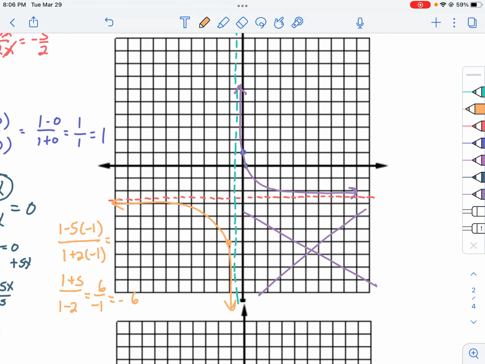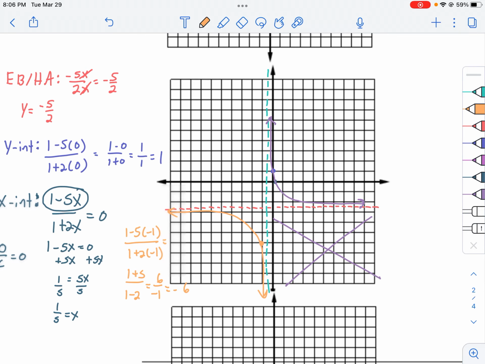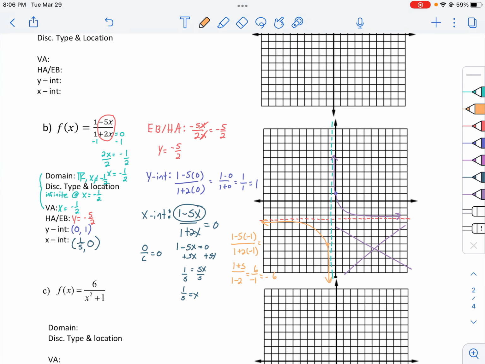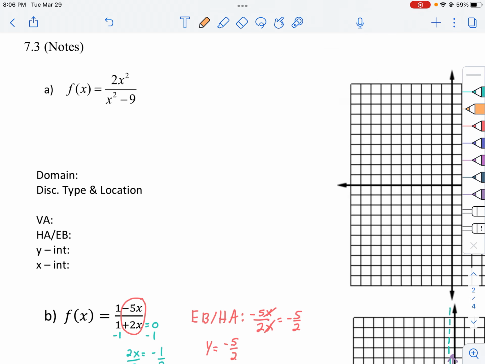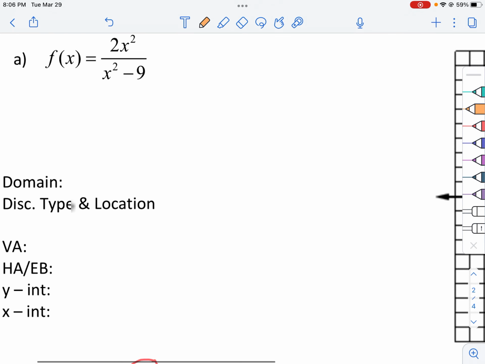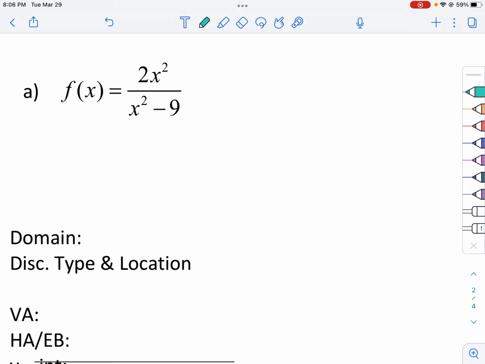These graphs look all different, okay? So bear with me as we go through these. But the process for all of them is the same, which is kind of nice. So let's take a look at A now that we've done B. Makes A a little bit more doable.